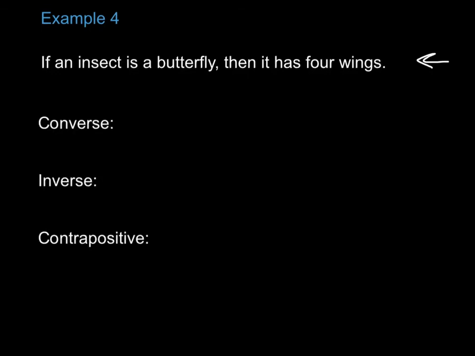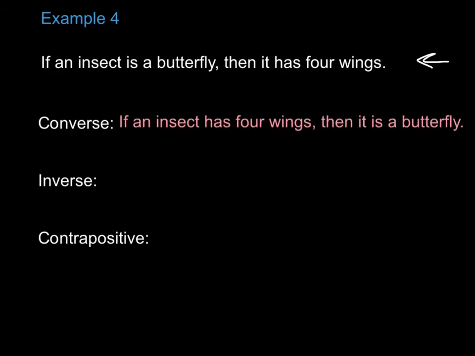So we're going to start with the converse. The converse is when you just flip the if and then around. So the first one is, now we're going to say if an insect has 4 wings, then it is a butterfly. We'll talk about the truth value in just a second.